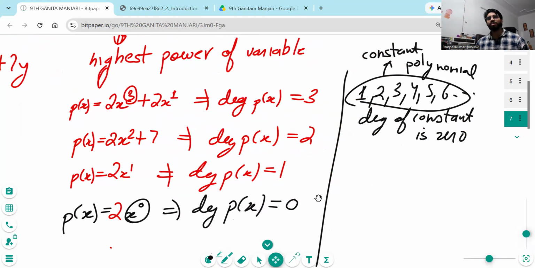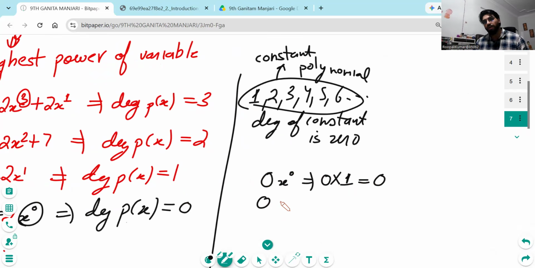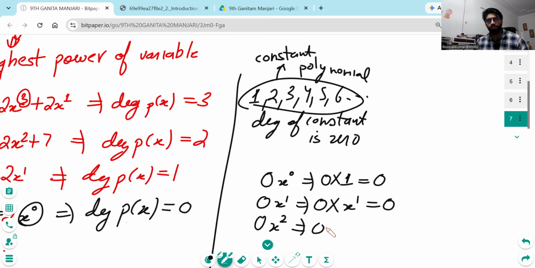Now a very interesting question comes to mind: what is the degree of 0? So if I go for 0, can I write it as 0 times x raised to power 0? Yes, I can. 0 into 1, that is 0. Again, I'm getting 0. Can I write 0 times x raised to power 1? Okay. So 0 times x raised to power 1, again I'm getting 0. Can I write 0 times x raised to power 2? 0 into x raised to power 2. So I got again 0. So that means the value is not changing.